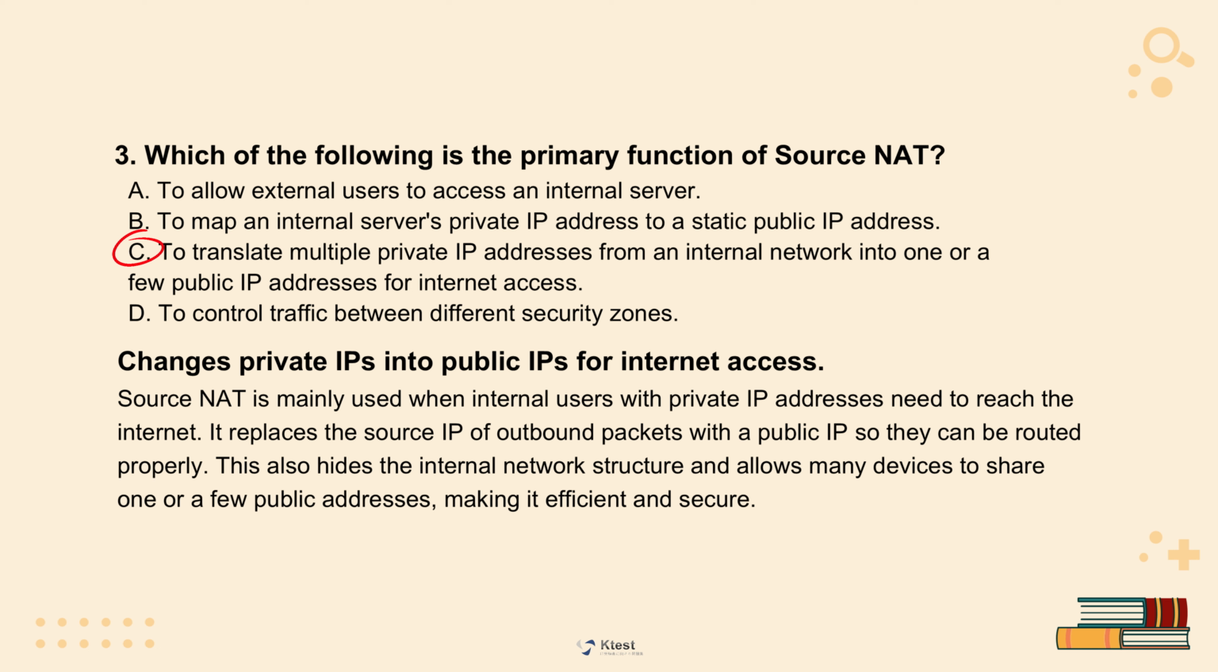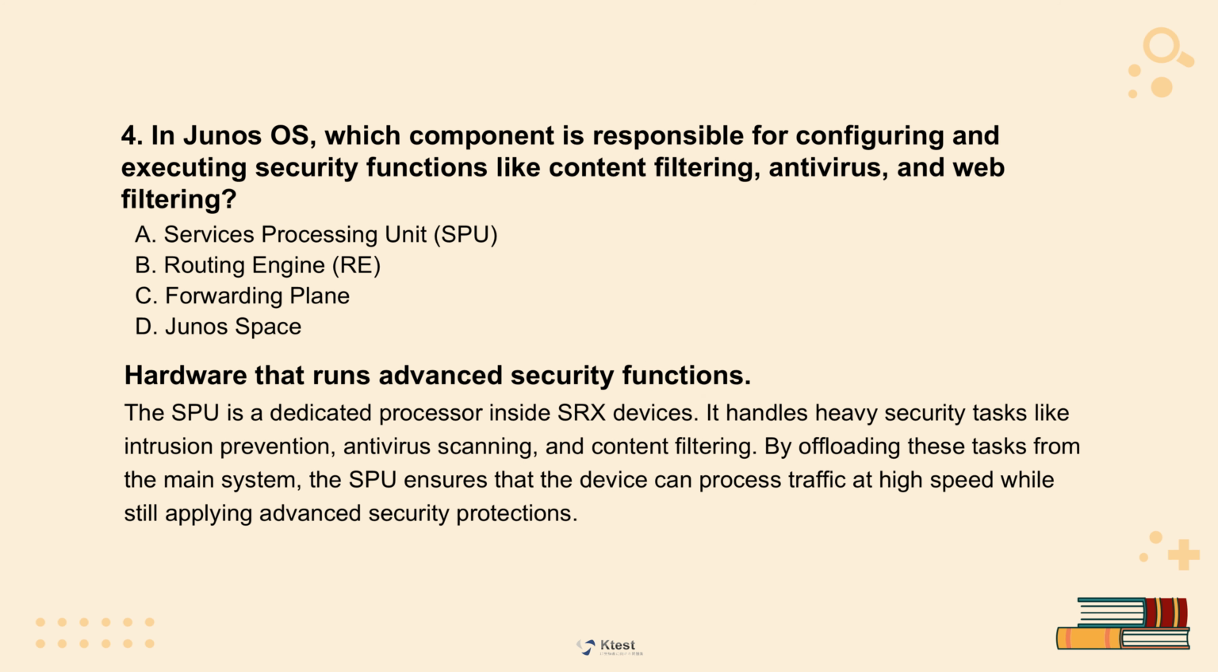Okay, so beyond managing traffic flow with NAT and screens, how does a system like Junos OS actually run all this? Let's get into the hardware and software bits. This is where it gets interesting. In an SRX device, which specific part handles the heavy lifting for security stuff like content filtering, antivirus, web filtering? That would be the Services Processing Unit, or SPU. This isn't just software. It's a dedicated hardware component, a specialized chip, really. Its whole reason for being is to handle those advanced, often intensive security functions. Things like deep packet inspection for the firewall, IPS, AV scanning, filtering web content, all that demanding stuff.